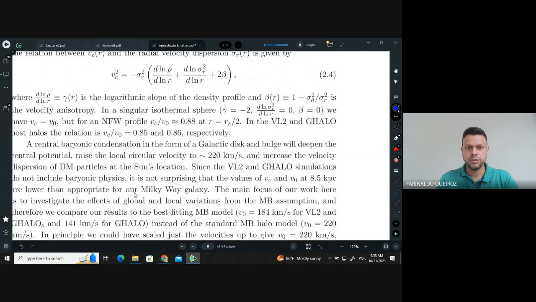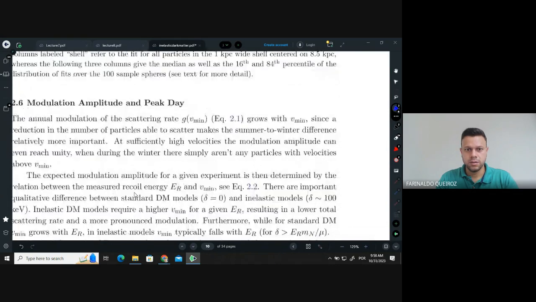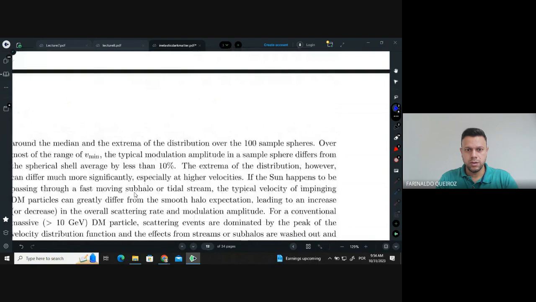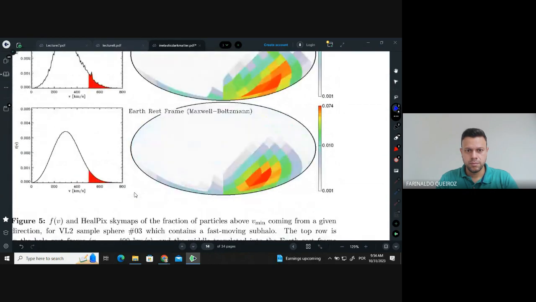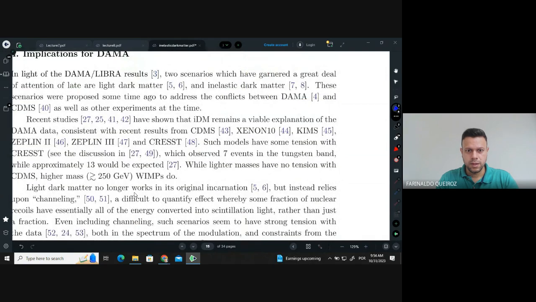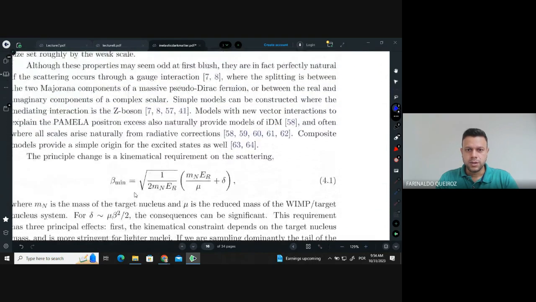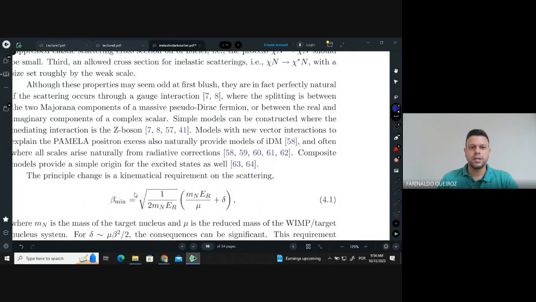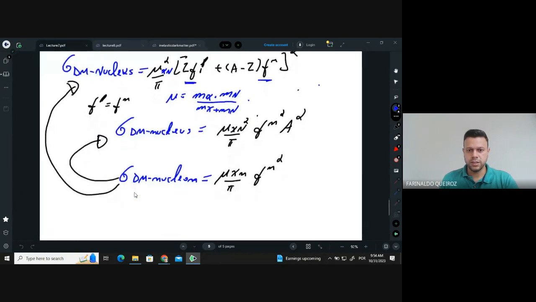So here they just relate how the number density, the halo profile, is related to the velocity, and they compute the whole thing. But let me discuss something else. Let me go back to slide 7, because we're still in direct detection.